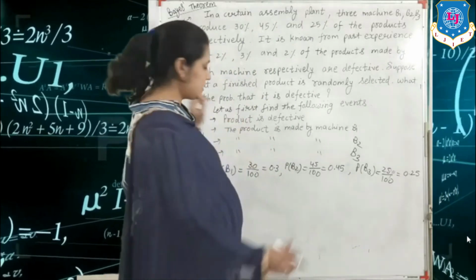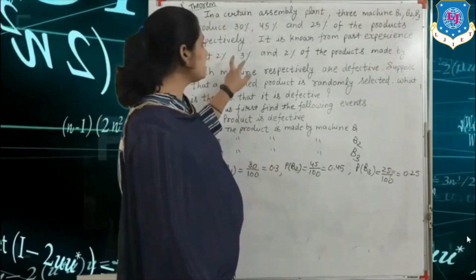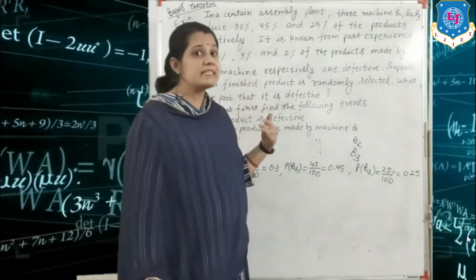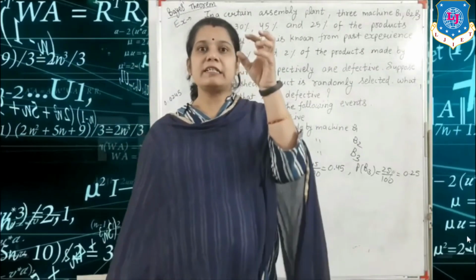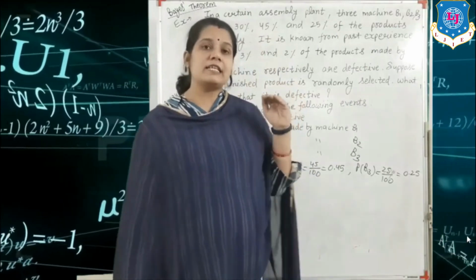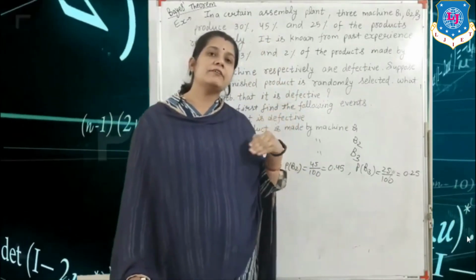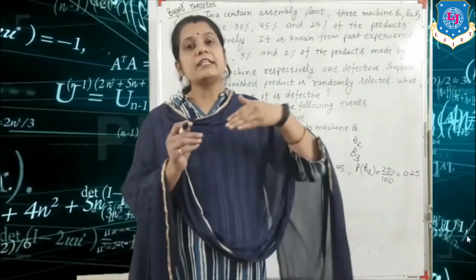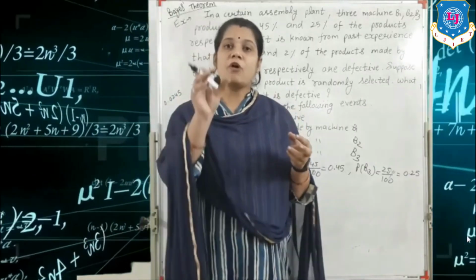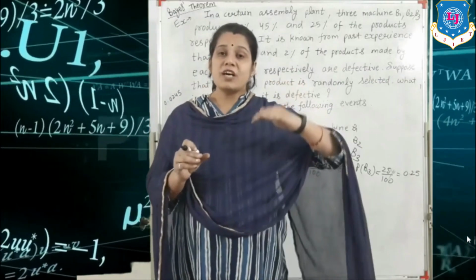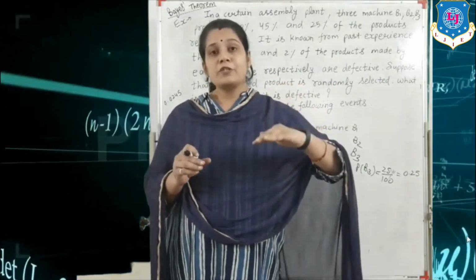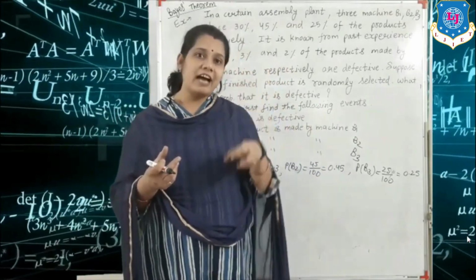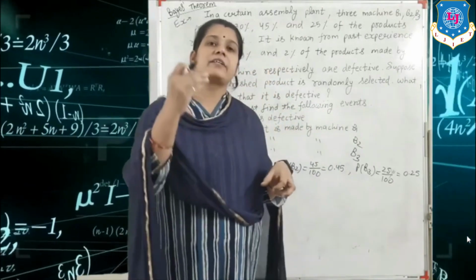Okay, next, we are given three more values: 2%, 3% and 2%. But what are these values? These values are the defective products. So we are given the defective product, that means we are given a condition. And what is the form of this condition? First, any product is produced, and after that we find the defective one.